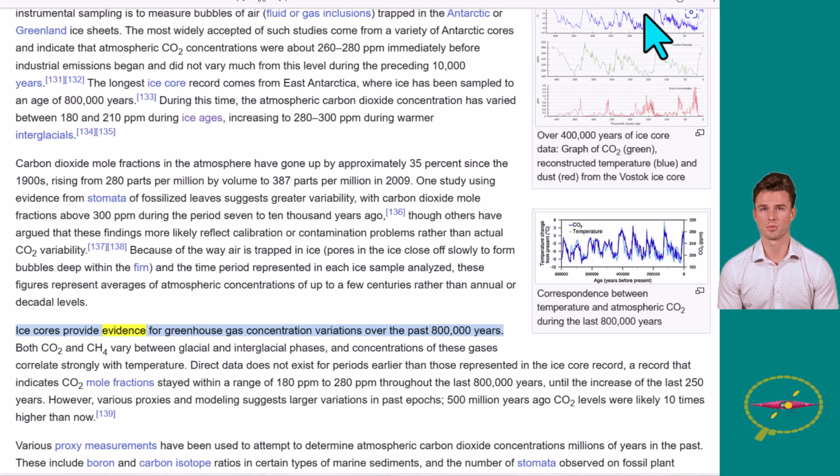Ice cores provide evidence for greenhouse gas concentration variations over the past 800,000 years. Both CO2 and CH4 vary between glacial and interglacial phases, and concentrations of these gases correlate strongly with temperature. Direct data does not exist for periods earlier than those represented in the ice core record, a record that indicates CO2 mole fractions stayed within a range of 180 ppm to 280 ppm throughout the last 800,000 years, until the increase of the last 250 years. However, various proxies and modeling suggest larger variations in past epochs. 500 million years ago, CO2 levels were likely 10 times higher than now.